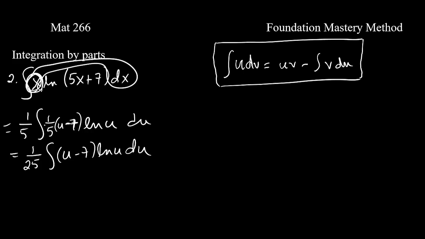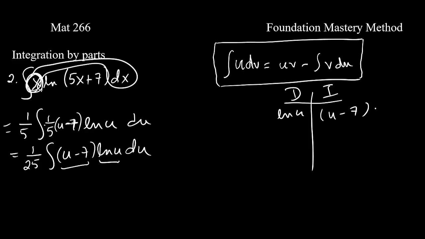So let's make our table here. In this column we'll have the functions we're taking the derivative of. In this column we'll have the functions that we're integrating. And because we have a natural log function and an algebraic function, we'll put the natural log function over here, and we'll put the algebraic function u minus 7 over here. The derivative of ln of u is 1 over u. And if we integrate u minus 7, we get 1/2 u squared minus 7u.